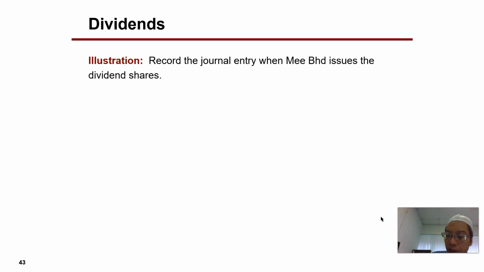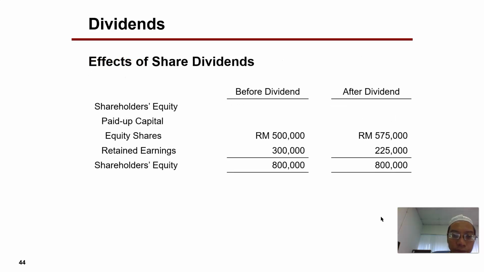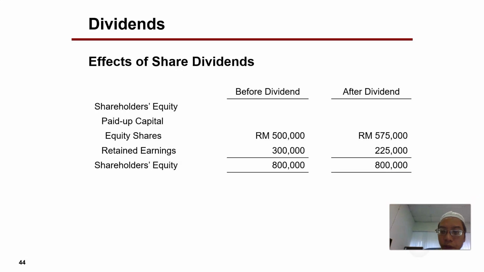When the certificate has been given, so in terms of legally the dividend shares has been issued to the shareholders, then the journal entry that needs to be done is that we need to debit the equity share dividends distributable, and we add back to the equity shares 50,000. So at the end of the period, we will see that after the dividend has been distributed, it will be 575,000 of equity shares. Before the dividend was distributed, it was 500,000 equity shares and 300,000 of retained earnings.